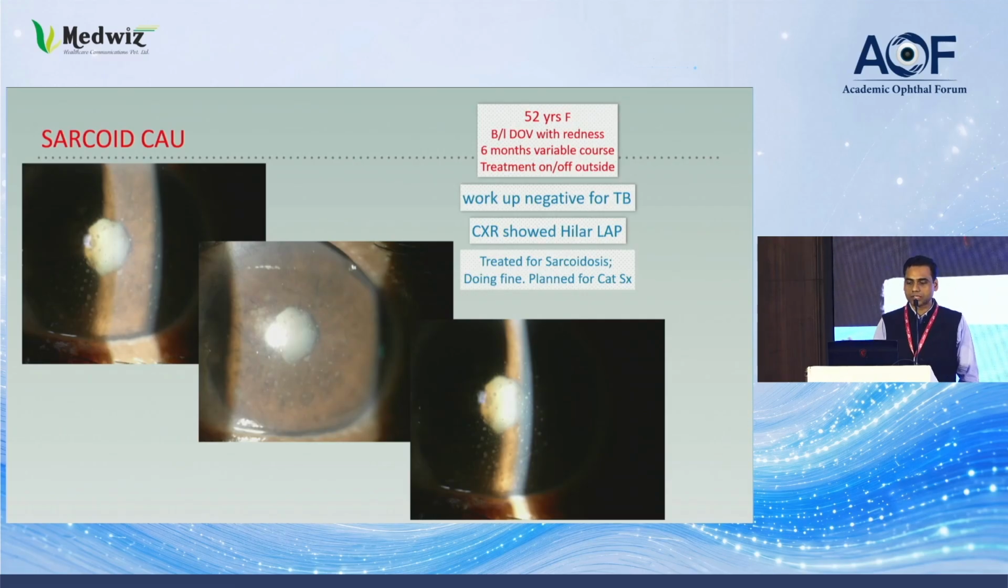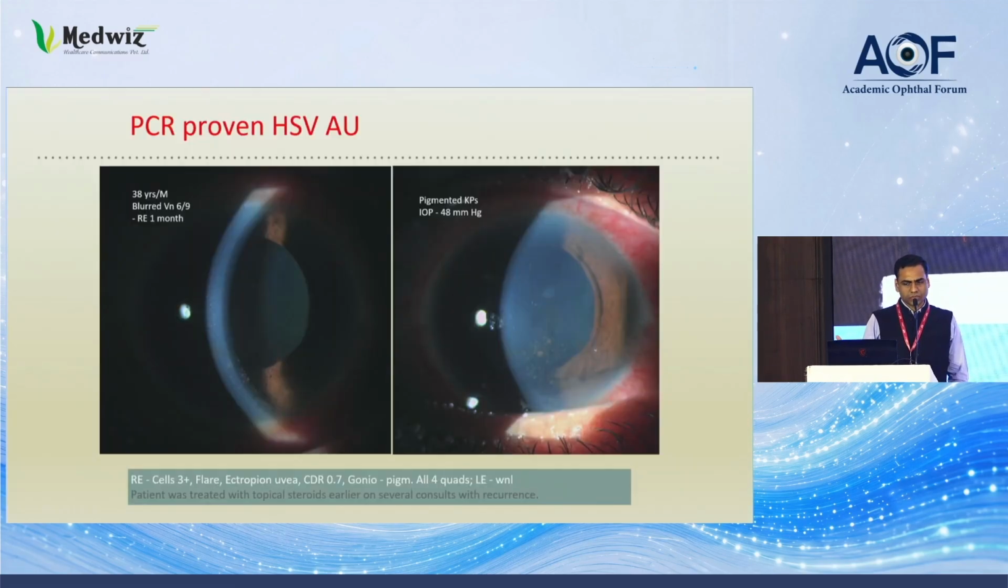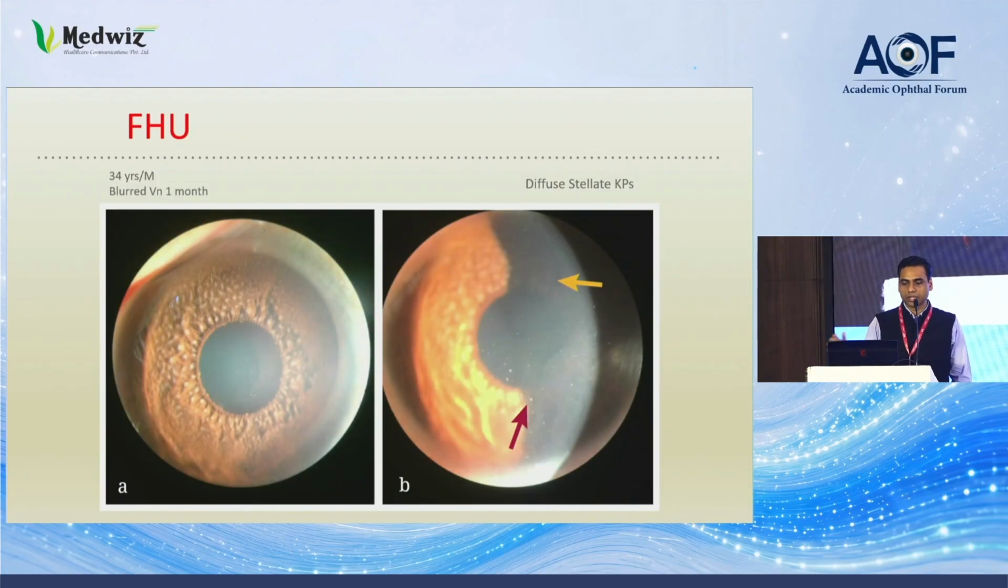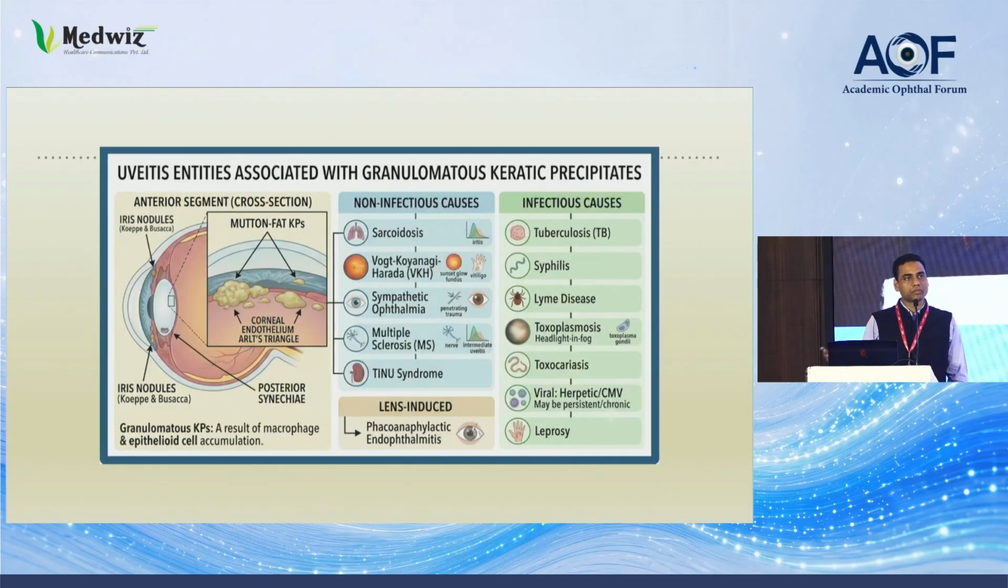None of them are TB. This is a case of sarcoid with large granulomatous KPs. This is a PCR-proven herpetic uveitis case where you see heavily pigmented, centrally distributed KPs, and there are no nodules here. So this is how you know this is not tubercular. Again, this is a case of Fuchs heterochromic uveitis where you see centrally distributed, whitish KPs, and there are no nodules again. But all of these cases can be associated with high IOP.